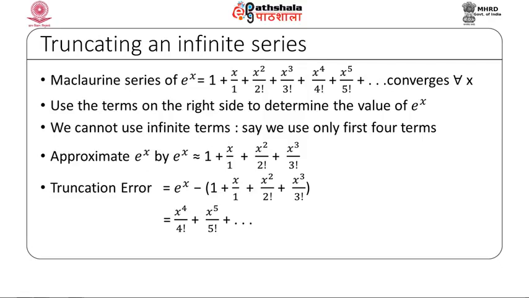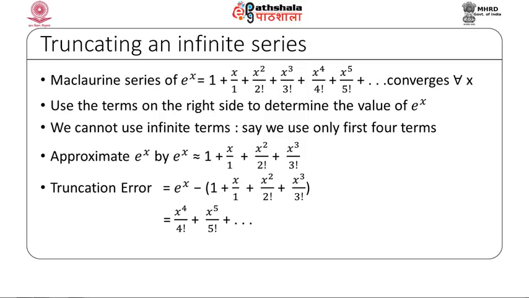What that means is that as the number of terms increases, the right side sum goes nearer and nearer to e raised to x. The smaller the x, the faster the convergence. Now, for illustration, let us say we evaluate the right hand series to get the value of e raised to x at a certain point.